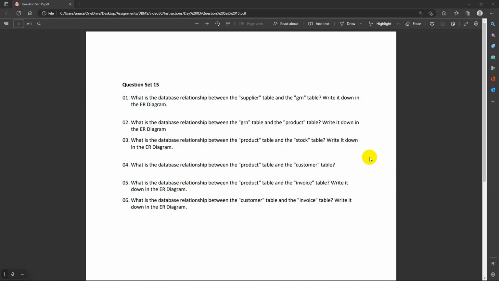Today we are going to make relationships according to the 15th question set in our Nest mobile database. Our first task is to make relationships between the supply table and the GRN table. GRN, as you know, is a Goods Receive Note, a kind of invoice received from the supply side. So let's move to the workbench.